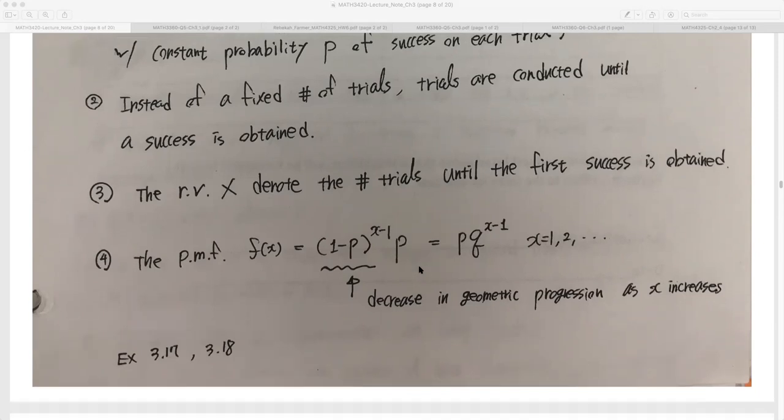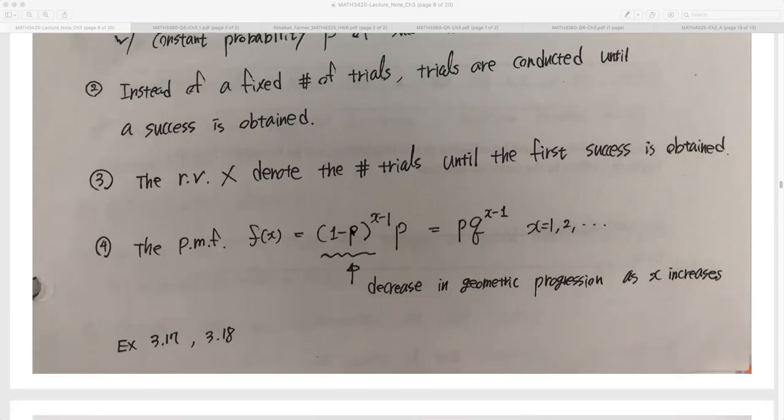But by the way, you see here this is the 1 minus p to the x minus 1. This is the geometric, it can be considered a geometric series, kind of, if there is a sigma right there. So 1 minus p to the x minus 1 will decrease. If this decreases, f of x will decrease as x is increased. So we can expect that. But anyway, let's see example 3.17 and 3.18.